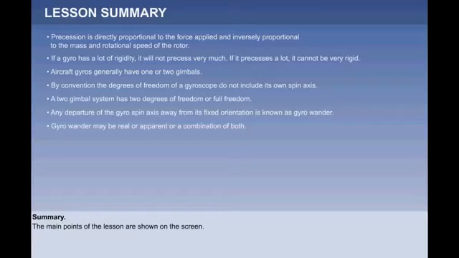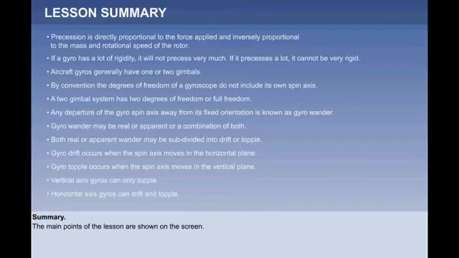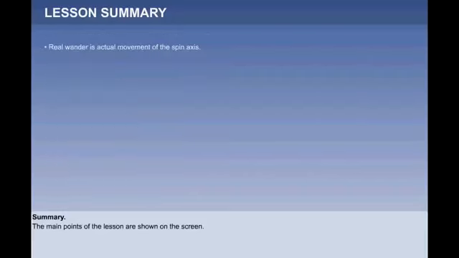Both real and apparent wander may be subdivided into drift or topple. Gyro drift occurs when the spin axis moves in the horizontal plane. Gyro topple occurs when the spin axis moves in the vertical plane. Vertical axis gyros can only topple. Horizontal axis gyros can drift and topple. Real wander is actual movement of the spin axis. Apparent wander can be drift or topple due to Earth rate or transport wander.